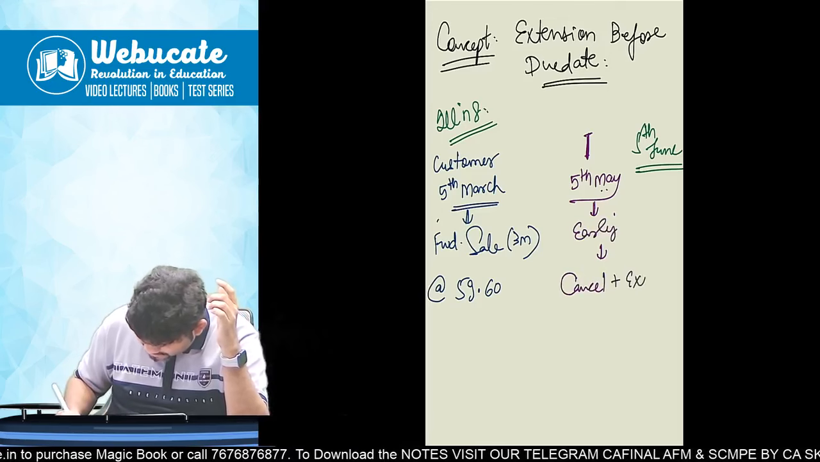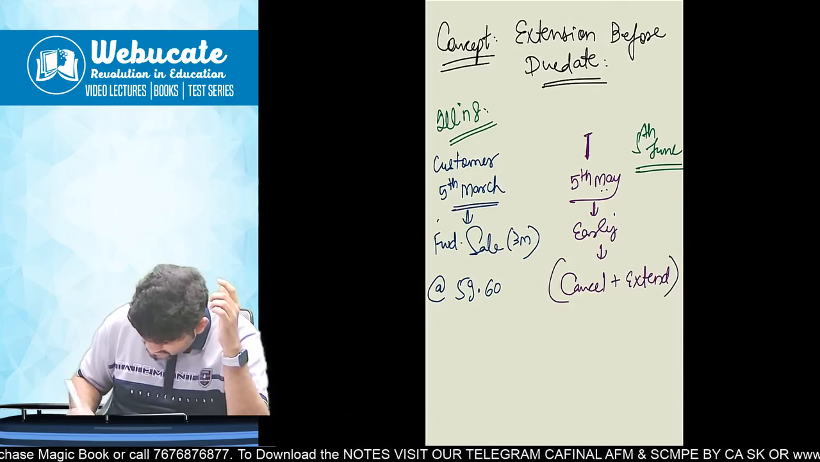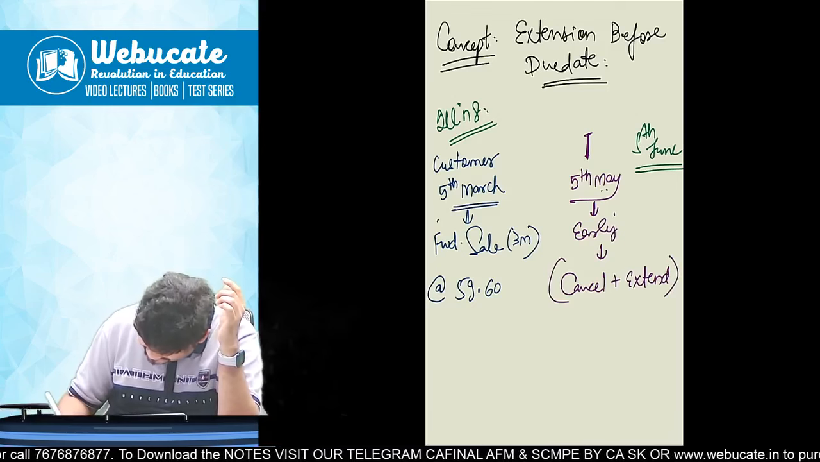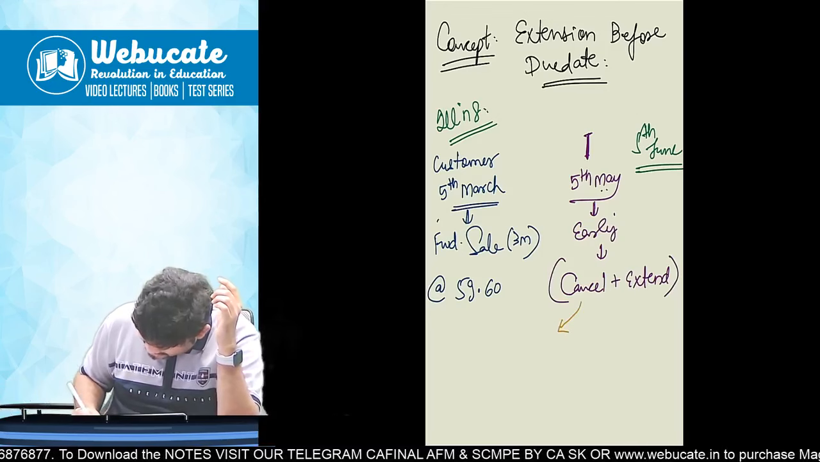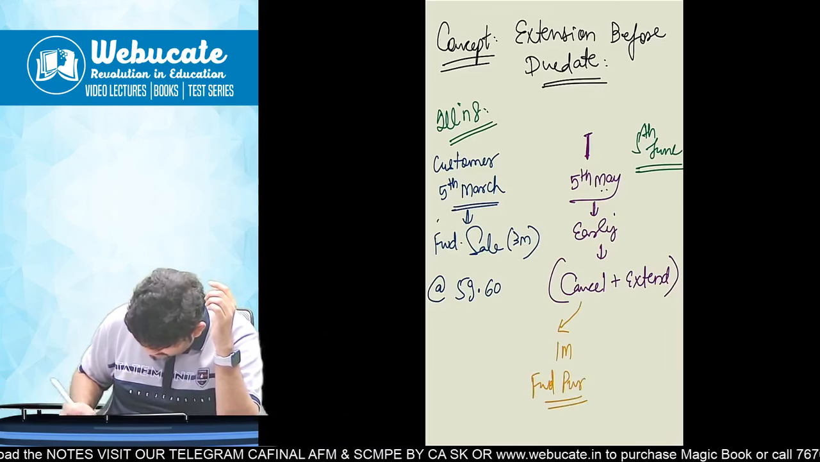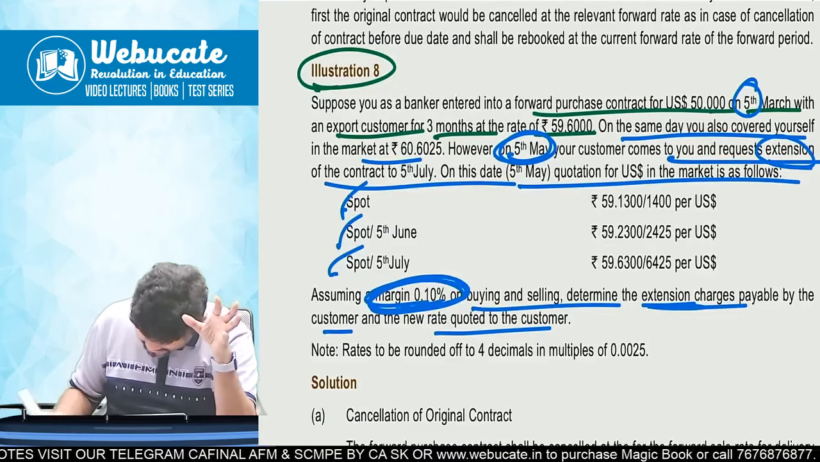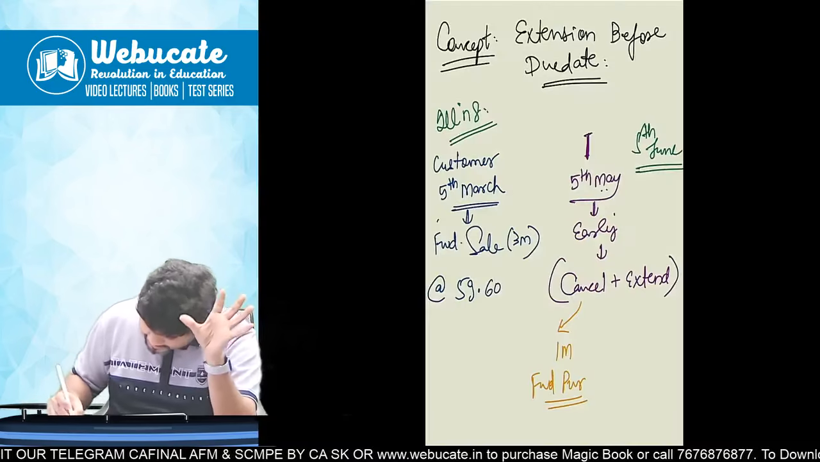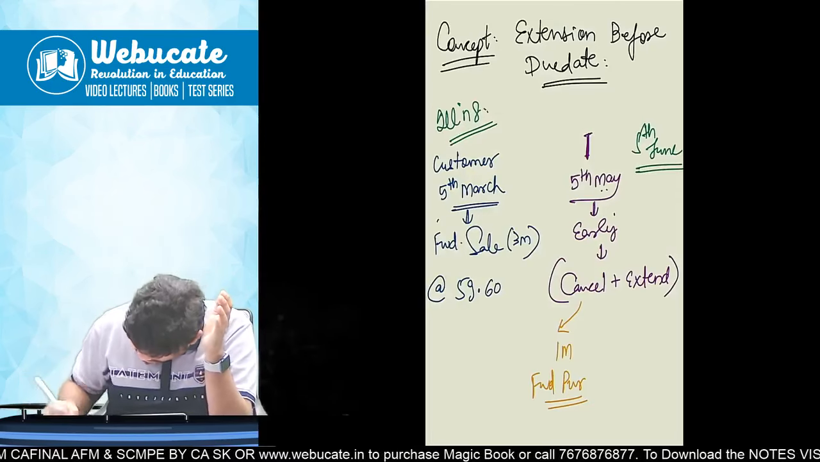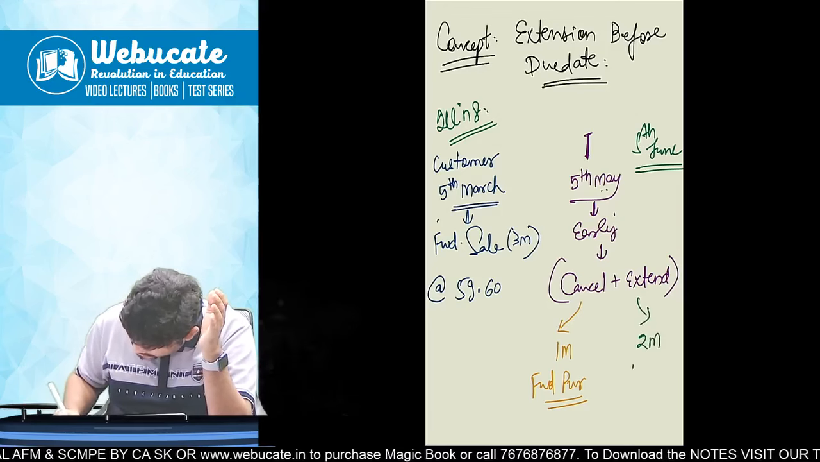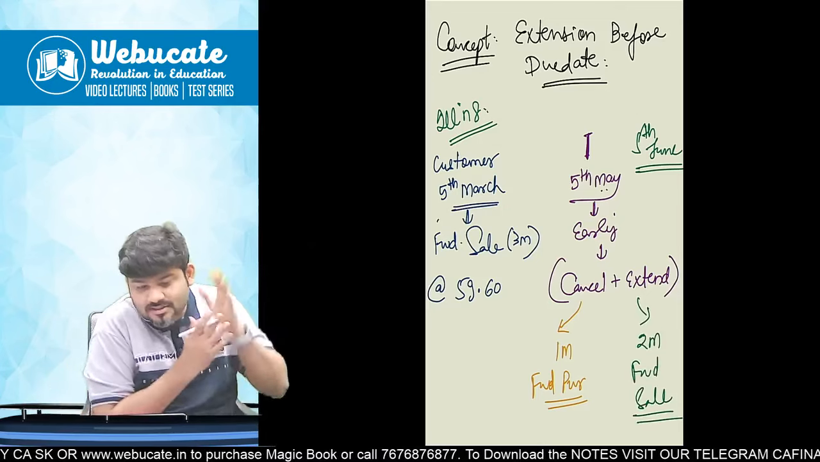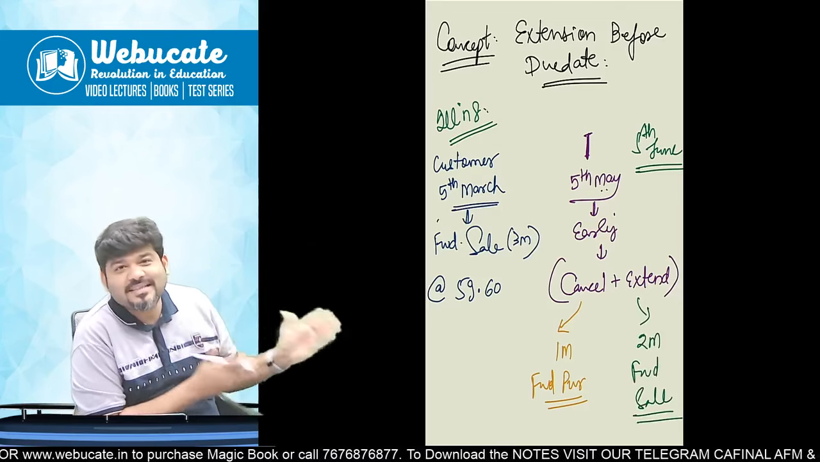Cancel plus extend. Cancel plus extend. So what will happen? Cancel. What will you do? 1 month forward purchase. And extend. When do you want the extension contract? To 5th July. So on 5th May, 5th May to 5th June, 5th June to 5th July. So extension will be for a 2 month forward sale. On 5th May, this is what you need to do.